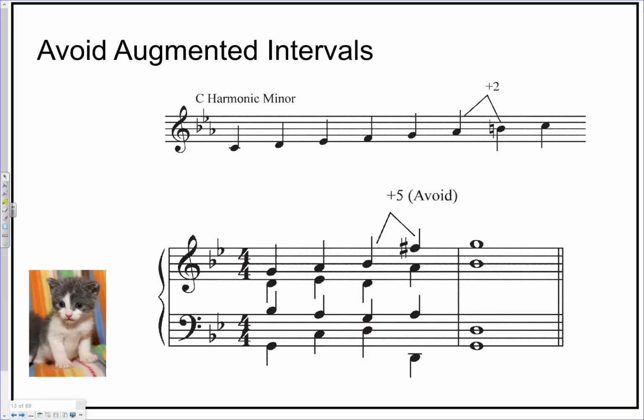So here I have a C harmonic minor ascending scale, and here's the interval that we want to avoid when we part write in the same voice. We don't want to have an augmented second. In this example down here, this progression, the sopranos are singing a B flat to an F sharp. That's an augmented fifth. We want to avoid that. That's not very wise for the sopranos to sing, and it's quite difficult. So that is also forbidden.